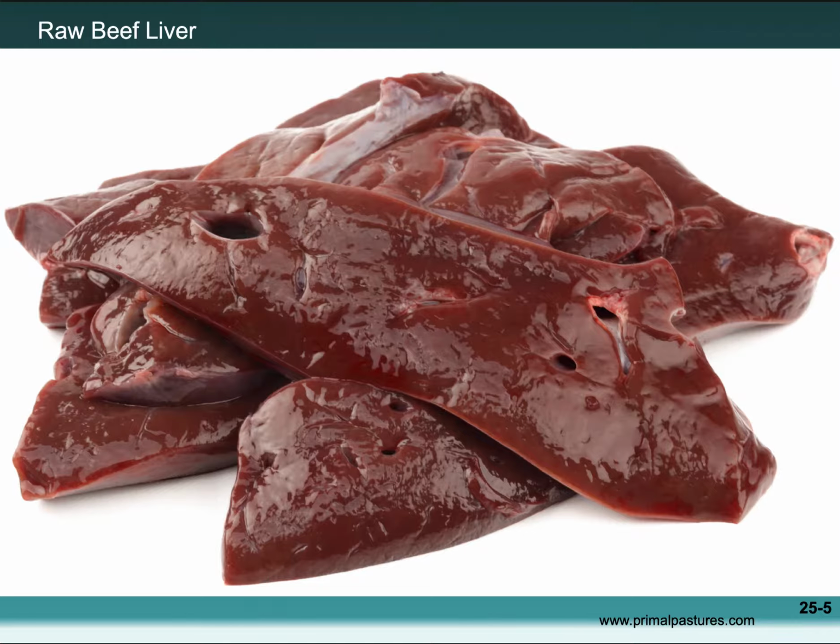And that's what it might look like raw. And I happen to know a lot about this raw beef liver because for a very long period of time, we fed strips of beef liver to axolotls. And it turned out to be a really good source of nutrition.